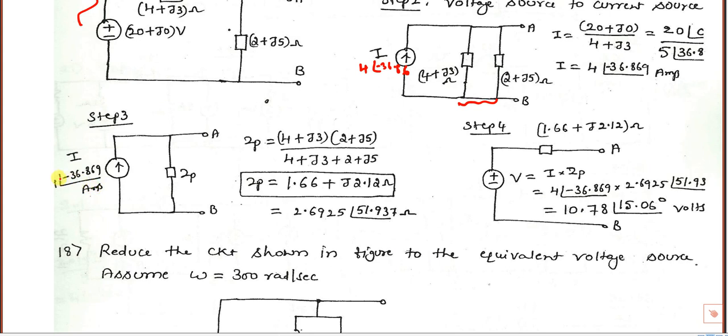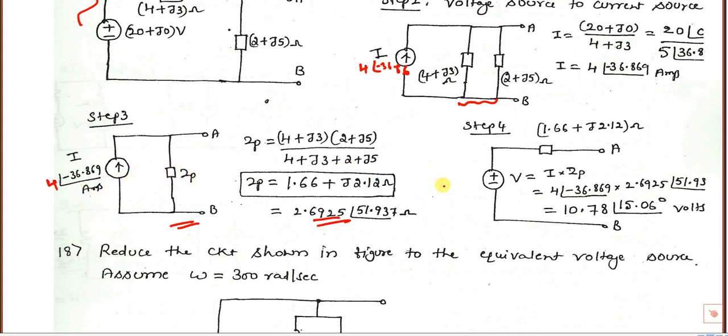The current value is 4 angle minus 36.86, with the parallel impedance. This is nothing but a resistance of 1.66 and an inductive reactance of 2.12. You can write the resistance in series with an inductance of 2.12. So this is the single equivalent current source with the parallel impedance.